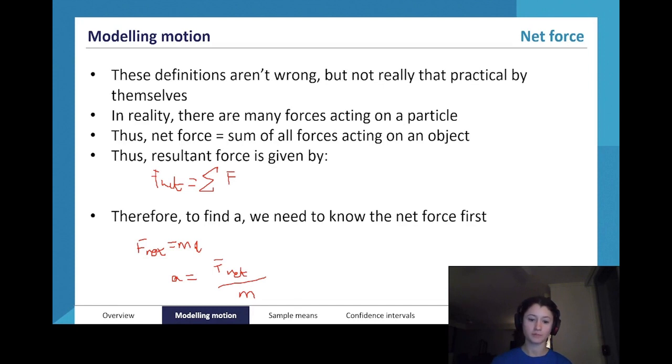So typically what we need to focus on is mostly just vector resolution. When we get into more difficult things like rates of change, it's more focused on the actual equations in your formula sheet. But when we're getting into modeling motion and understanding net force and momentum and all that kind of stuff, it's really just about vector resolution.